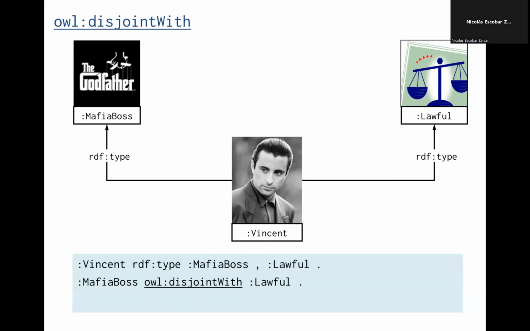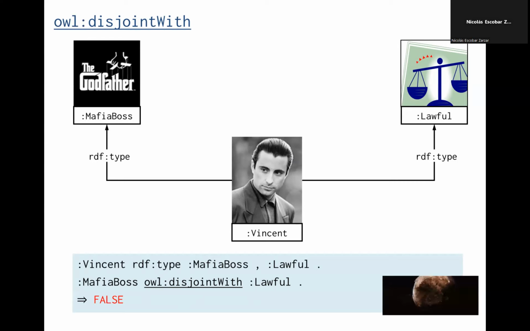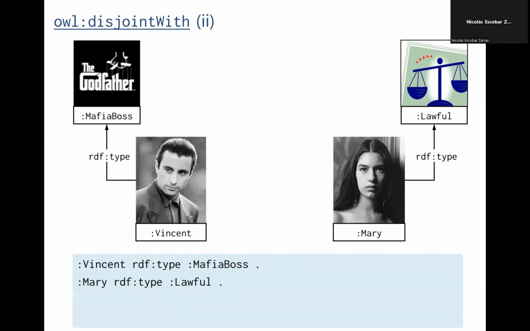And if we define it like this, what do we get? We get false, because we do have here an instance of 2 disjoint classes. So this is a contradiction. So we can take another example here. We have Vincent is a mafia boss and Mary is lawful. And we're going to define that mafia boss is disjoint with lawful. What can we conclude now about Vincent and Mary?